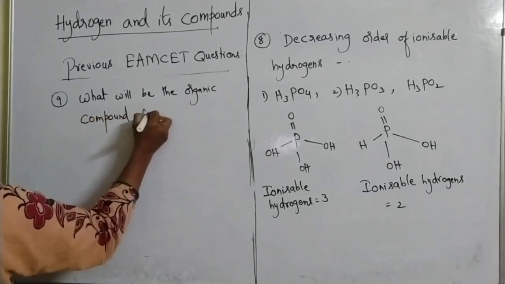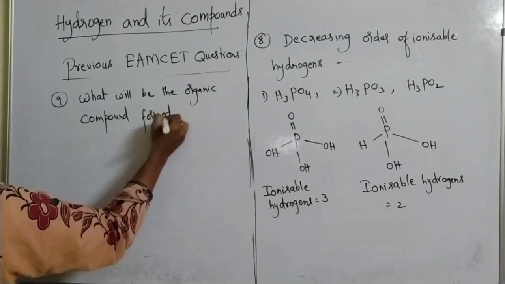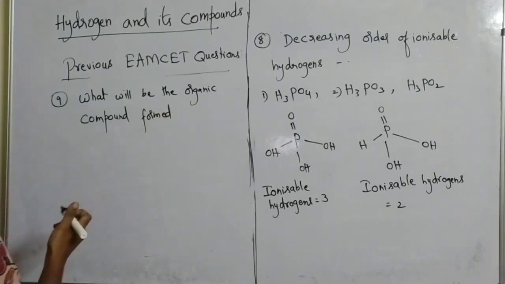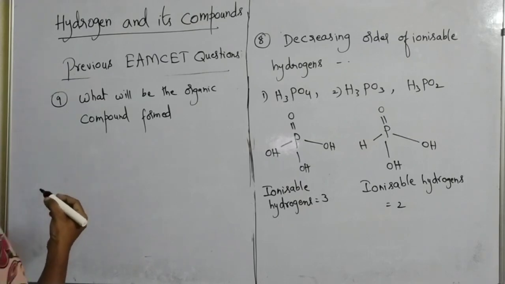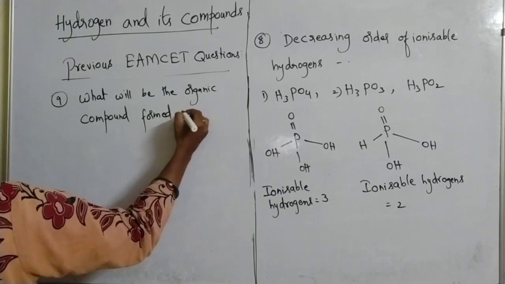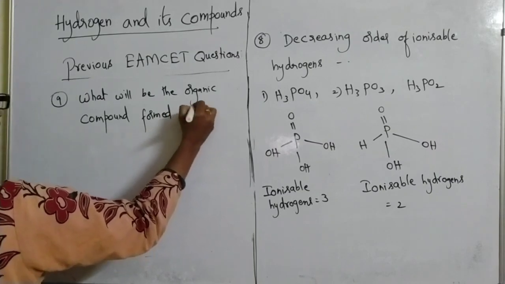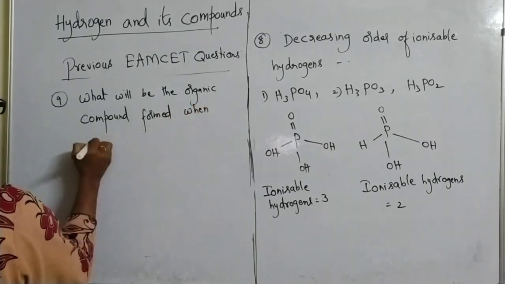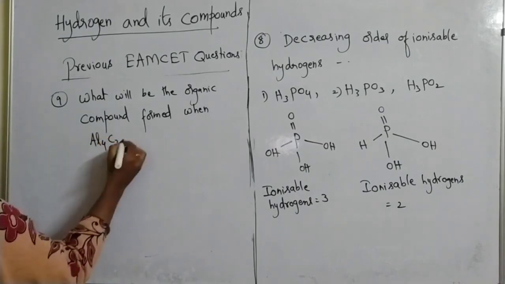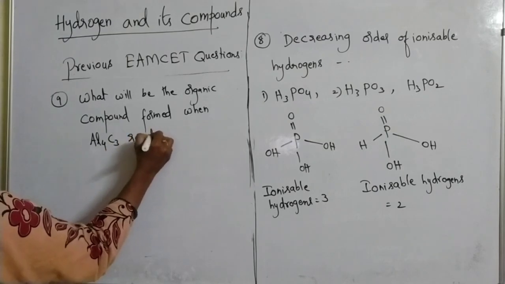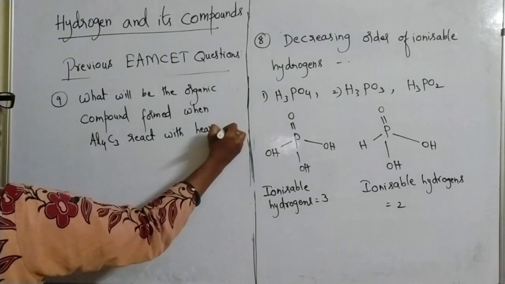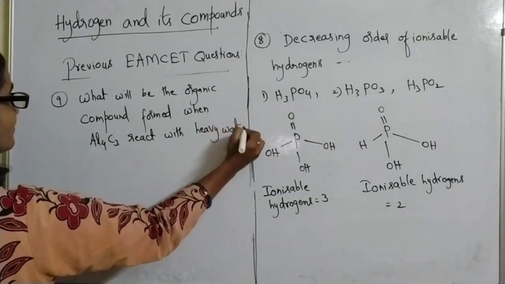Organic compound formed when aluminum carbide reacts with deuterated water. Aluminum carbide means Al4C3. Al4C3 reacts with heavy water. Okay, what organic compound will form?